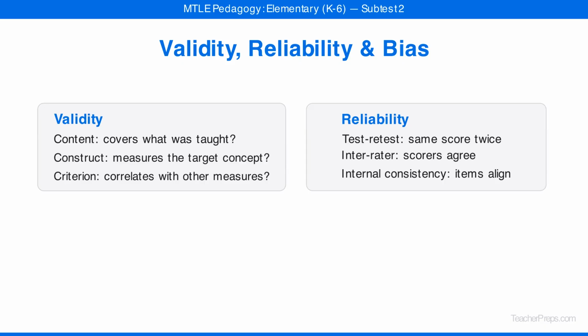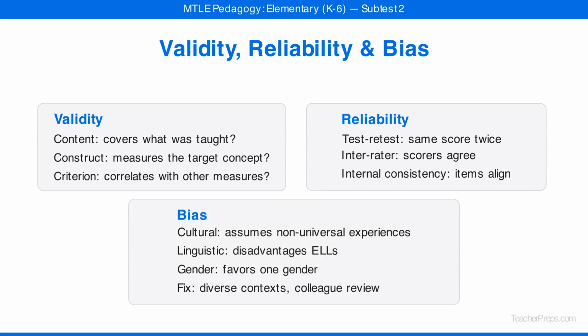Reliability means consistency of results. If a student takes the same test twice under similar conditions, scores should be similar. That's test-retest reliability. Inter-rater reliability means 2 different scorers would give the same essay the same score. Internal consistency means all items on the test measure the same construct.